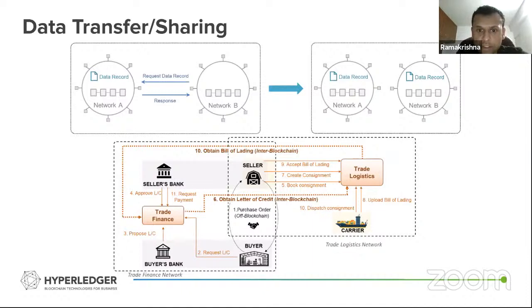The example below conveys this. It is a rather complicated workflow, but let me try to simplify this. Think of you have a trade finance network on the left, and you have a trade logistics network on the right. What is the trade finance network doing?